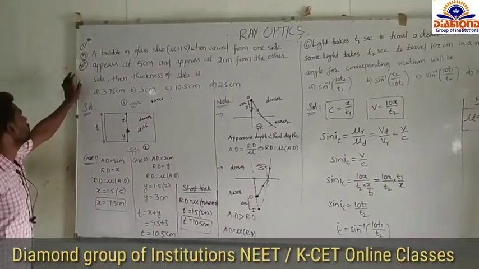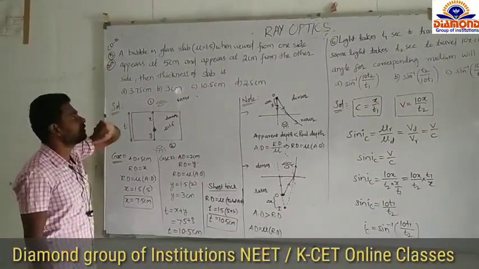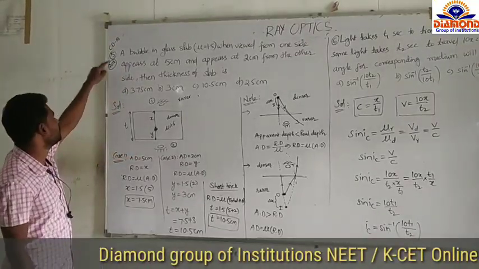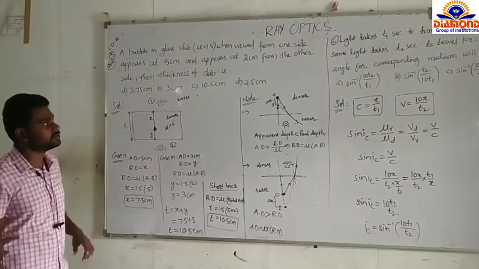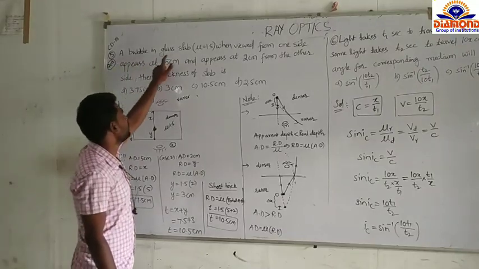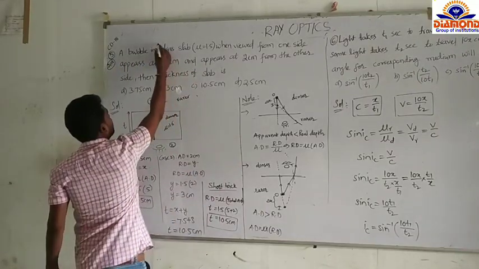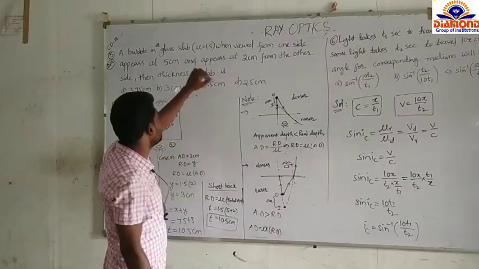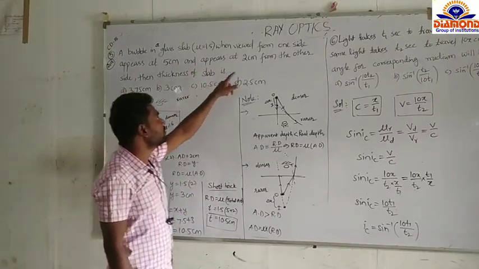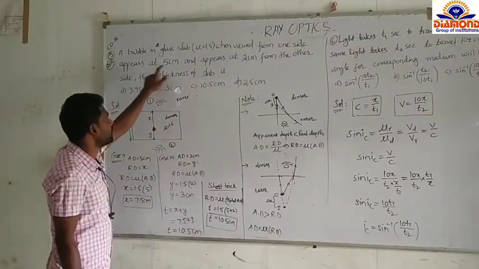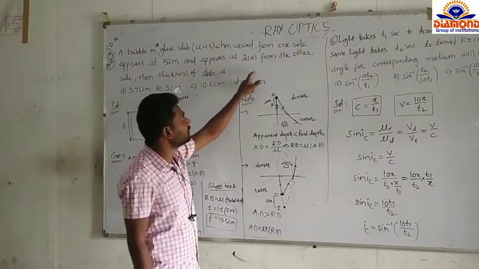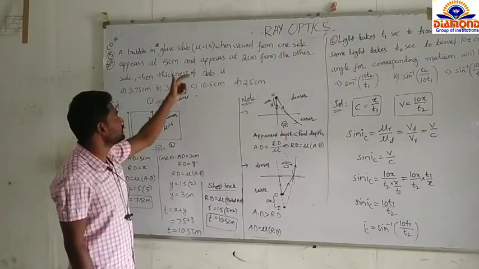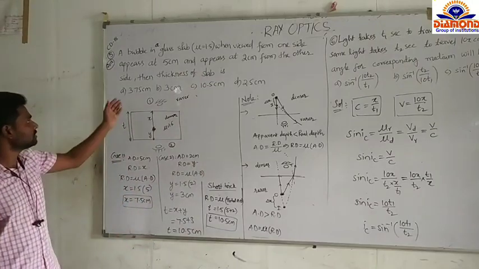Next problem, fifth problem. In your material class discussion, my 18th question is this one. In some other competitive exam in 2018 they asked this one. The question is: a bubble in a glass slab. The refractive index of the glass slab is 1.5. When viewed from one side it appears at 5 centimeters and appears at 2 centimeters from the other side, then the thickness of the slab is. These are the options.